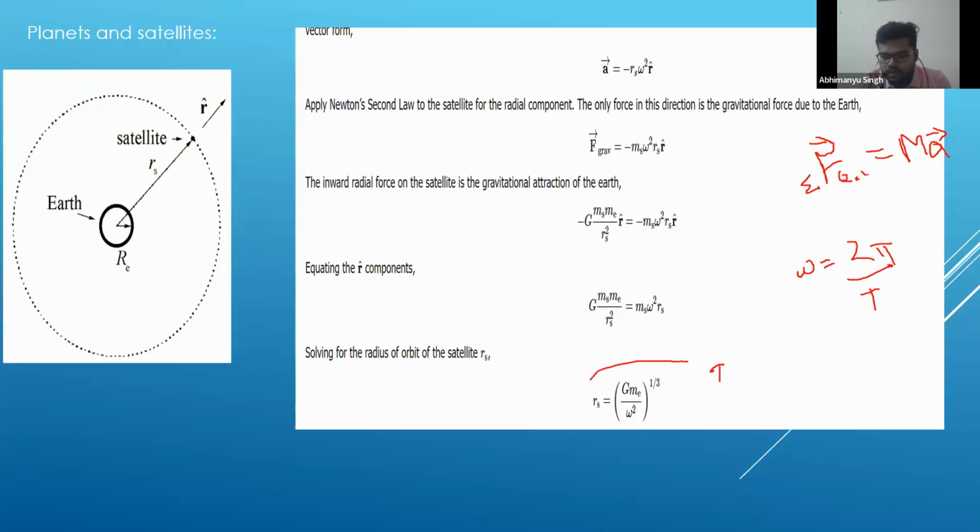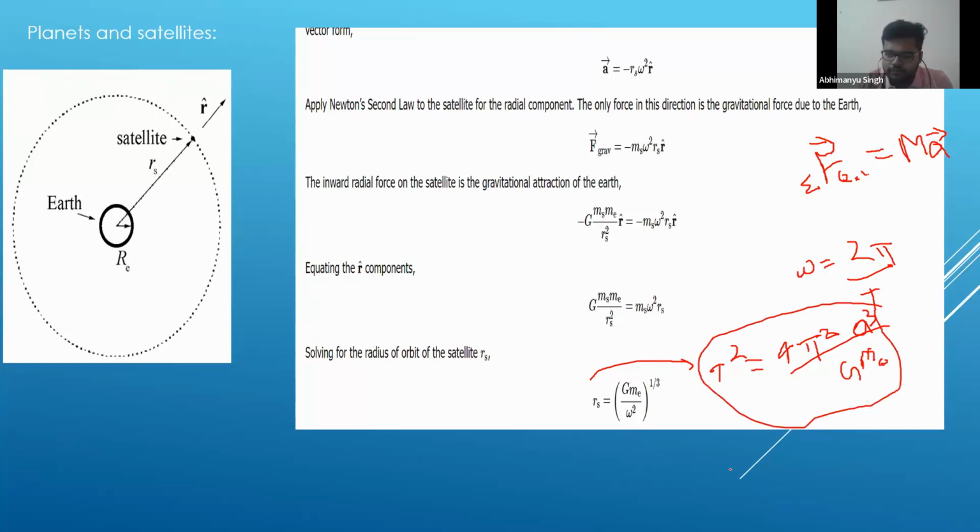In this equation, we are putting this and squaring it, like cubing it. So we get T square is equal to 4 pi square a cube by GM, where M is the mass of Earth. So T square is proportional to a cube. This is Kepler's law of periods, Kepler's third law, which states that T square is proportional to a cube.